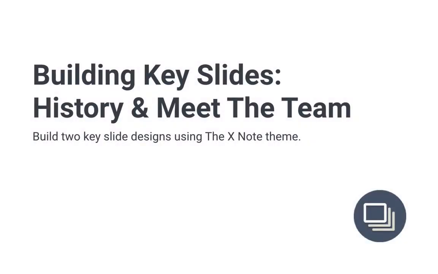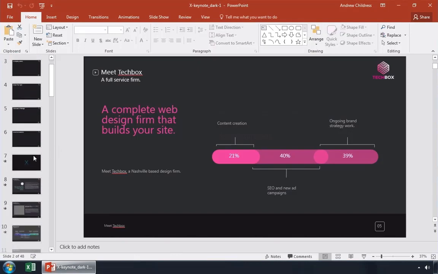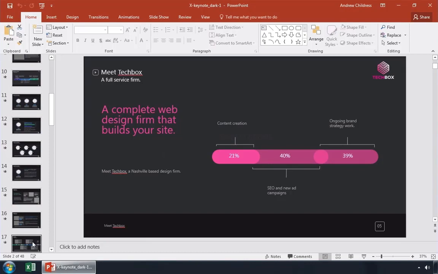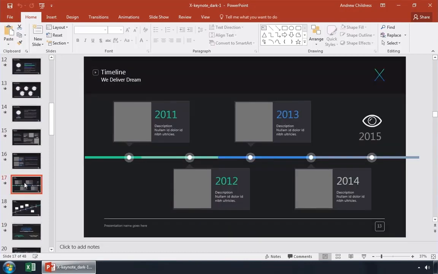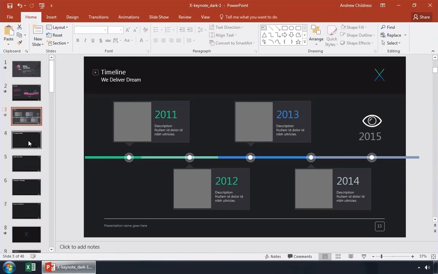Let's keep working on our presentation. Let's get started by building a history slide to walk our audience through the history of our company. Building a slide like this can help an audience connect past to present. Let's find a slide that would work well for this. Yet again, the Xnote has a really nice timeline option I can use. I'll go ahead and select this timeline slide and move it up into the sequence at the top.